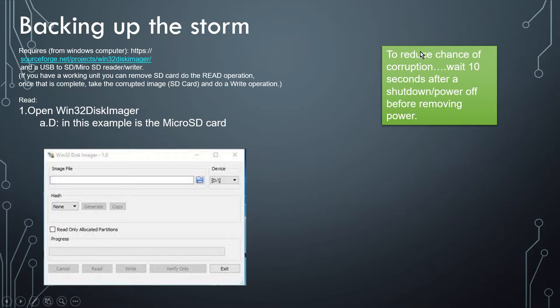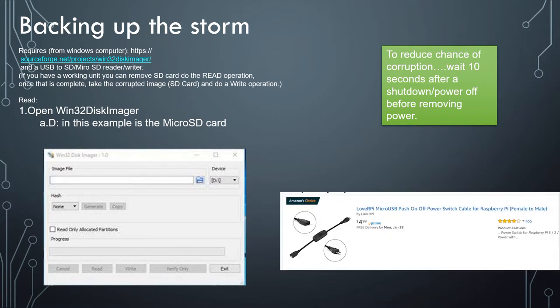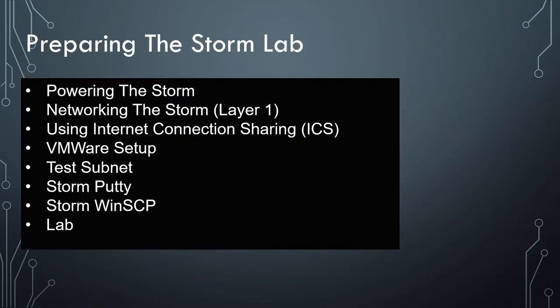One way not to brick your Storm is to shut it down nicely and use the built-in operating system shutdown rather than just unplugging it. And better yet, not only do that, but buy a little power switch for the Storm that you can plug into the USB connection. With the USB connection, it has a little switch and you can turn it off after you do your soft shutdown. Creating a Storm lab is not too difficult. Check out my video on how to set up your Storm lab.